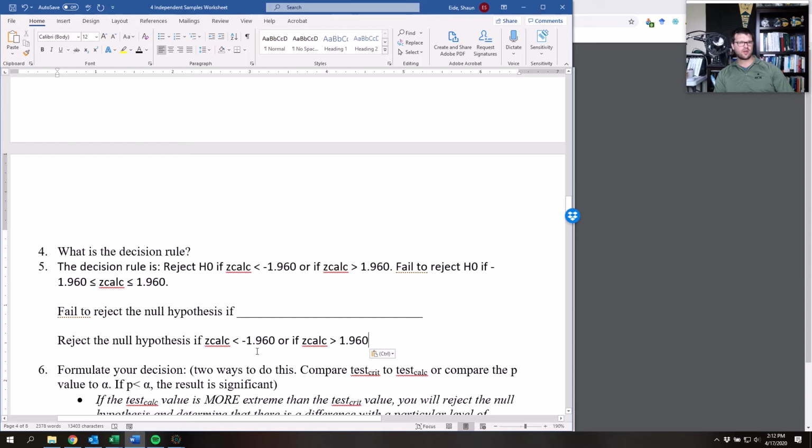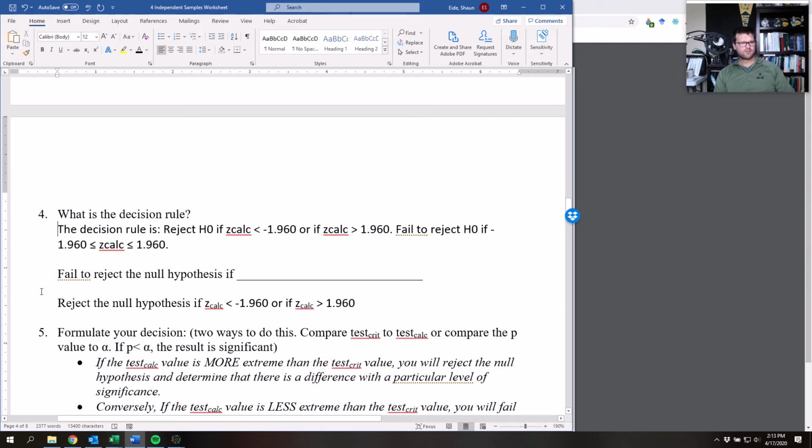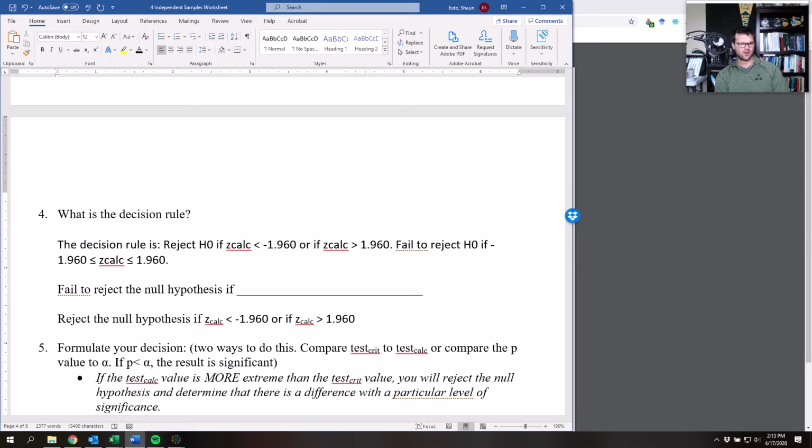Zcalc is less than negative 1.96, or zcalc is greater than 1.96. We need to make sure that we're using the right values. Basically we're saying reject the null hypothesis if the calculated value of your z statistic is beyond the critical value, which brings us to our question: what is the critical value? What is the decision rule? What is the critical value?